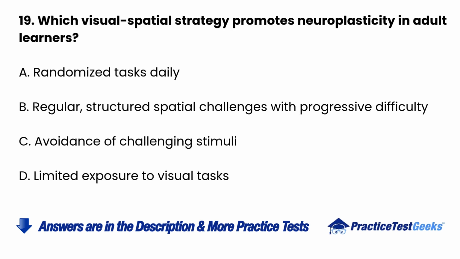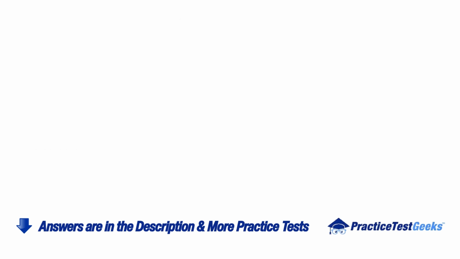19. Which visuospatial strategy promotes neuroplasticity in adult learners? A. Randomized tasks daily. B. Regular, structured spatial challenges with progressive difficulty. C. Avoidance of challenging stimuli. D. Limited exposure to visual tasks.